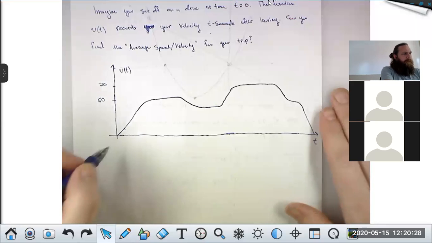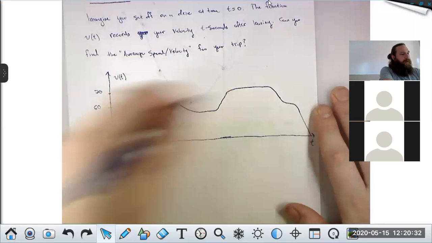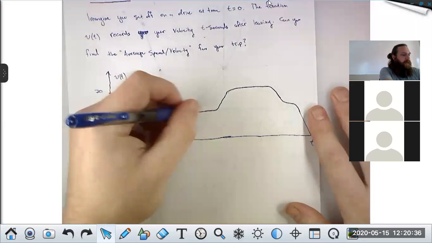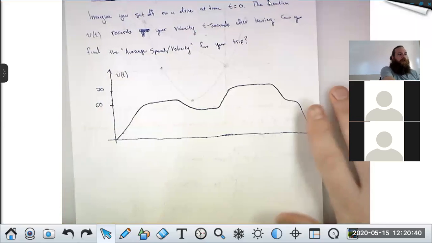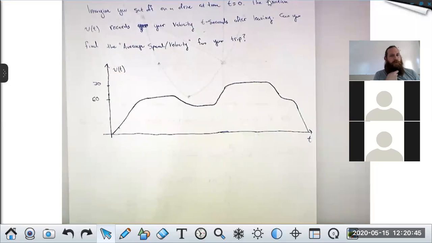But here there's infinitely many y values. There's infinitely many speeds that I took. Right? For some time here, I was going like 20 miles an hour. For some time here, I was going like 55. For some time here, I was going like 70, 75. And there's infinitely many numbers there. So how do I find the average of those things?